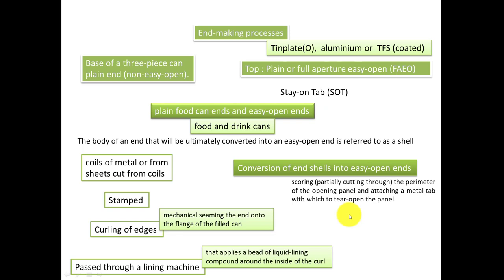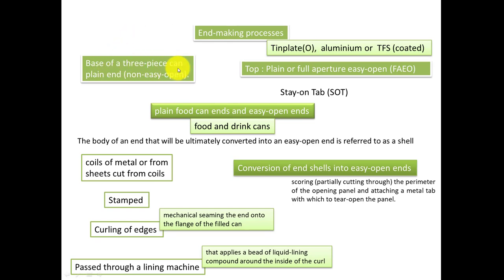Now, the last portion of can manufacturing is the end manufacturing. End means the lid, you can say. For manufacturing of the end, we generally use tin plate, aluminium and tin-free steels. If we are using aluminium and tin-free steels, these are coated materials. In the case of tin plate, coating is optional. It depends on the requirement. Sometimes we can go for coating, and in some cases we can use tin plate as it is, because if we are using it for food purposes, then tin also offers an inert surface.